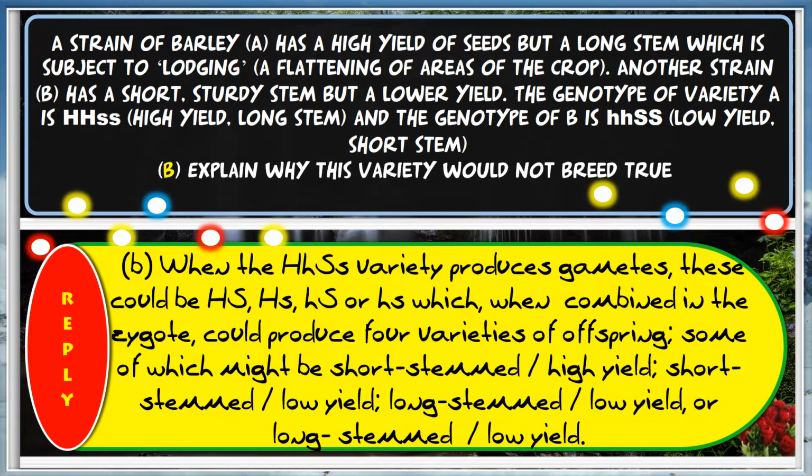Part B. When the F1 variety, capital H small h, capital S small s, produces gametes, these could be capital H capital S, capital H small s, small h capital S, and small h small s, which when combined in the zygote would produce 4 varieties of offspring, some of which might be high yield short stems, high yield long stems, low yield short stems, or low yield long stems.